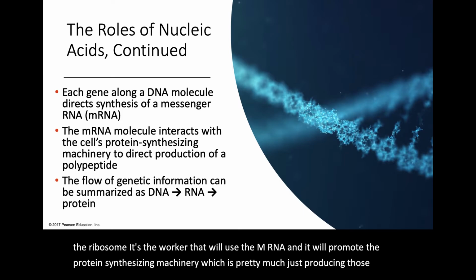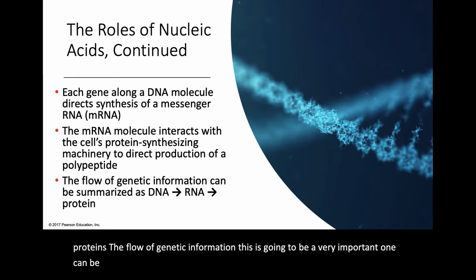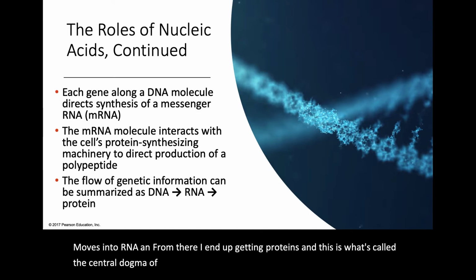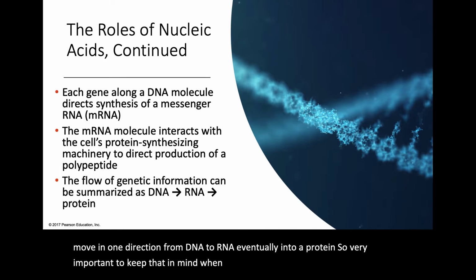The flow of genetic information, this is going to be a very important one, can be summarized as DNA moves into RNA, and from there I end up getting proteins. This is what's called the central dogma of information, in which information from genetic origins will move in one direction, from DNA to RNA, eventually into a protein. So very important to keep that in mind when trying to understand the functioning of these molecules.